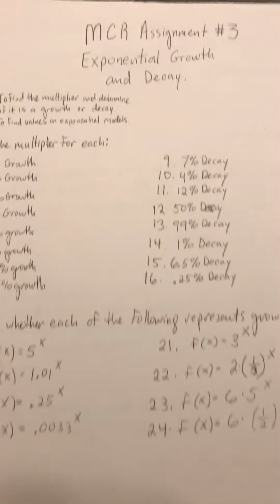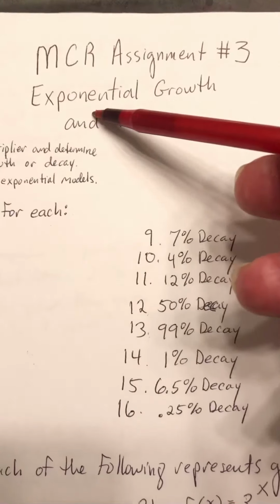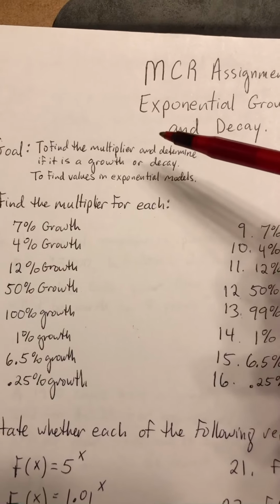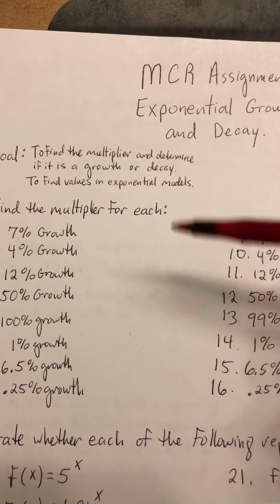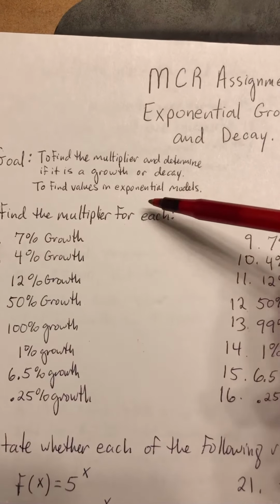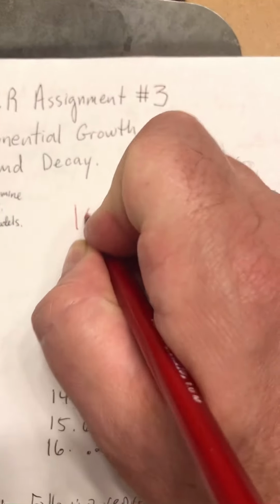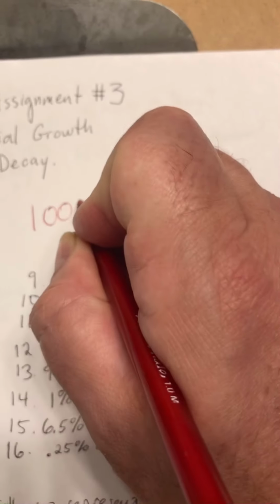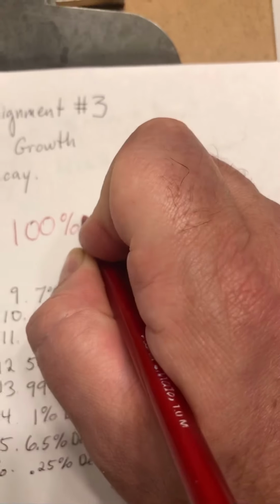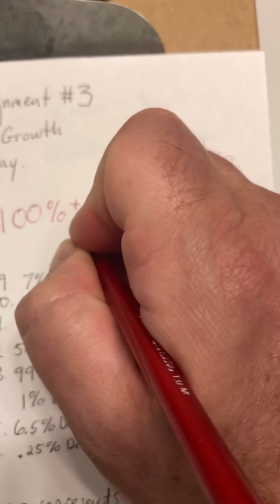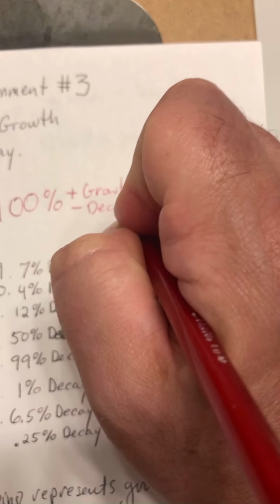For this particular assignment, we're going to be looking at exponential growth and decay. Our goal is to find the multiplier and determine whether it is a growth or a decay, and then we're going to find values in exponential models. So remember, we always start with 100% of what we are given. We add it if it is a growth. We subtract if it is a decay.